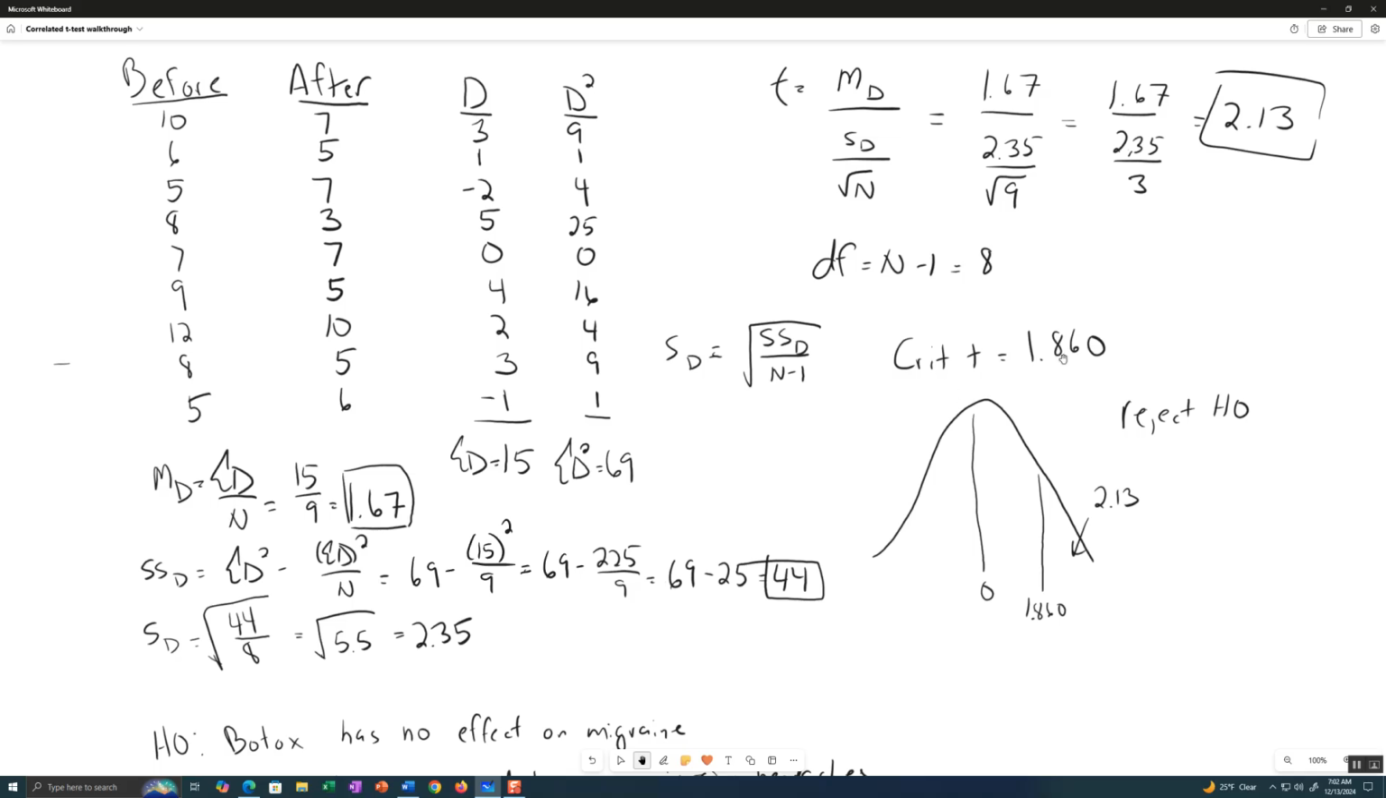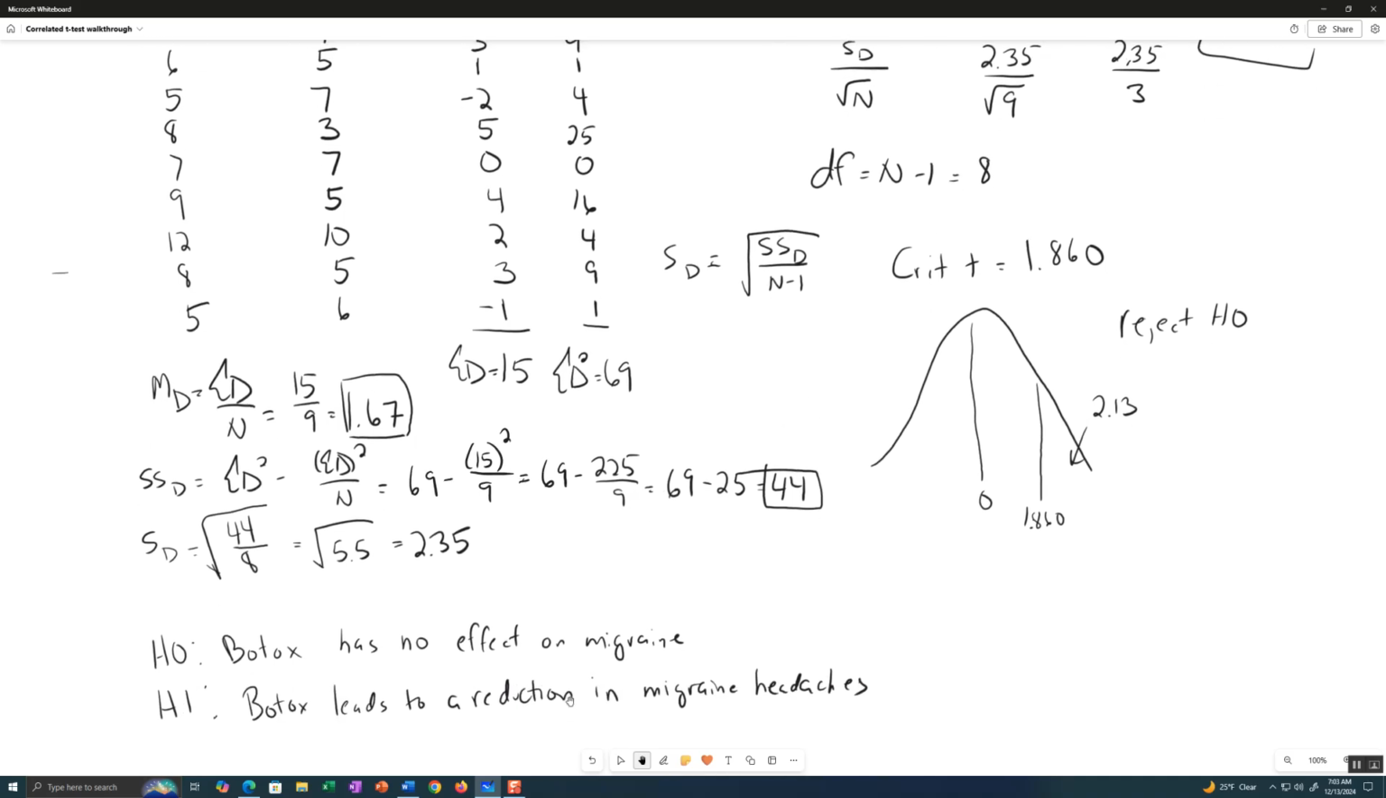I then look up the critical t in the table. I compare my obtained t to the critical t, and if my obtained t is more extreme than the critical t, I reject the null. 2.13 is more extreme than 1.860, therefore I reject the null, support the alternative that Botox leads to a reduction in migraine headaches. And that's it.